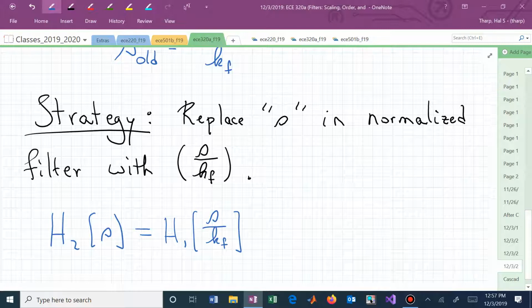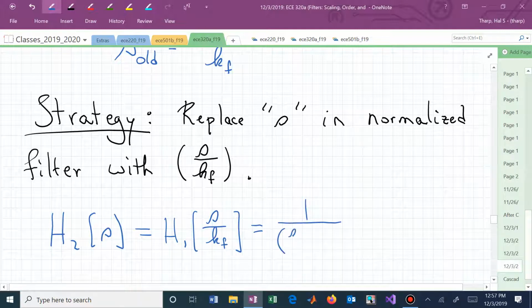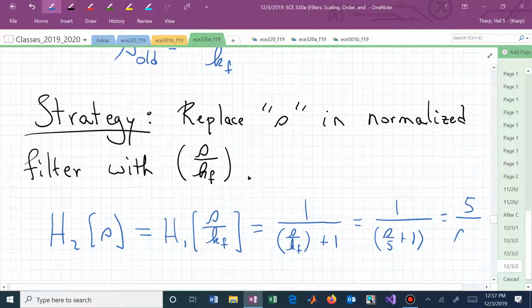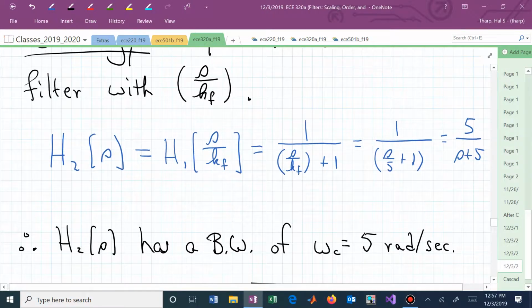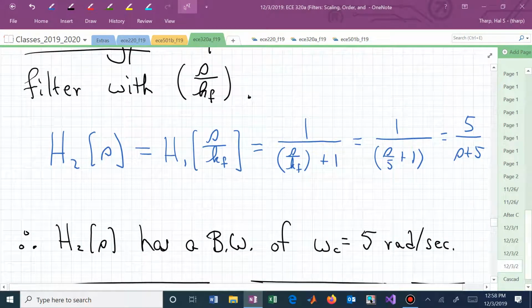which we're scaling by K sub f. If that's the case, then everywhere we had an S in the original transfer function, we replace it with S over K sub f. In our case, we had 1 over S plus 1, so that now gets replaced here. And our K sub f we just found was 5. We can multiply by 1, which is 5 over 5, and now we have a transfer function, H sub 2, that has a bandwidth of 5 radians per second.